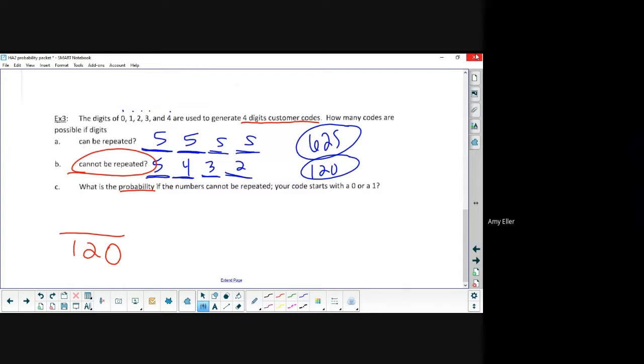Here are some restrictions on what we have to have. Ours has to start with a 0 or a 1. So there might be another way to do this. This is the way I go about it. I say, okay, I have 4 digits. If this is a 0, that's only one choice possible. How many choices would be left for this one? I had 5 to begin with. I've already taken the 0 out, so I have 4 left. How many choices for the next one? 3, then 2. So 1 times 4 times 3 times 2 is 24.